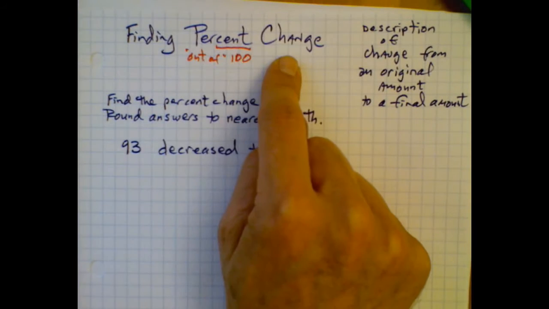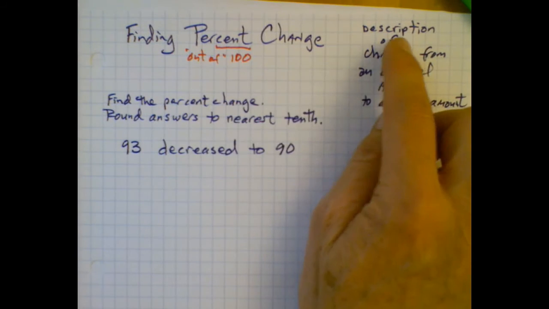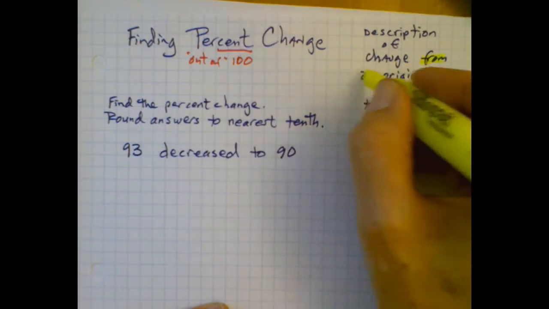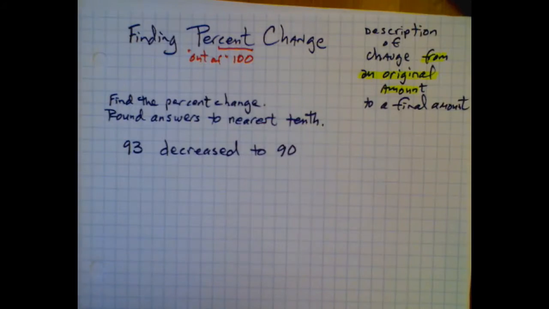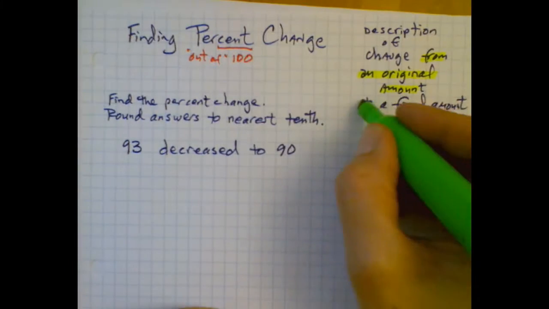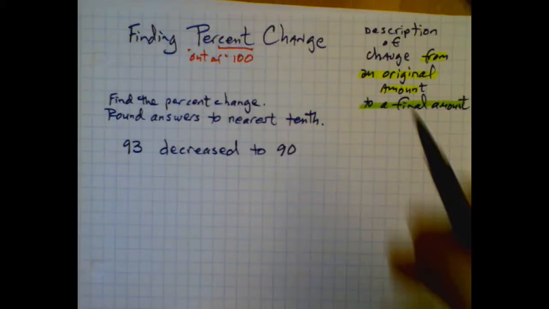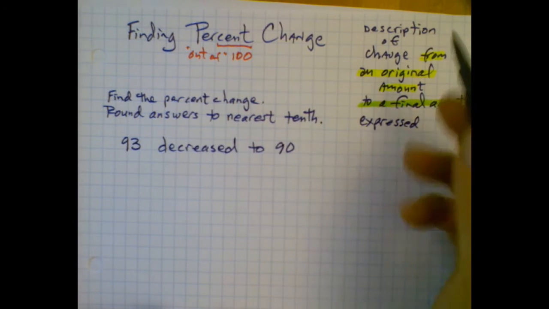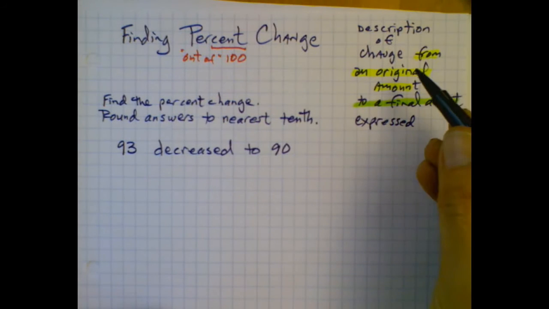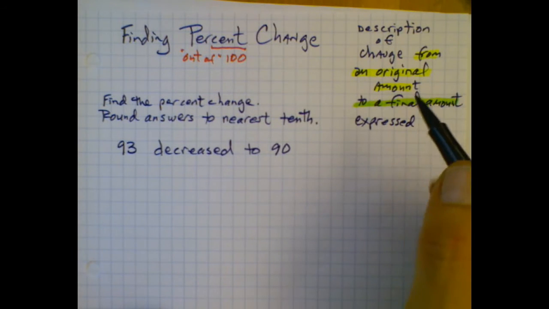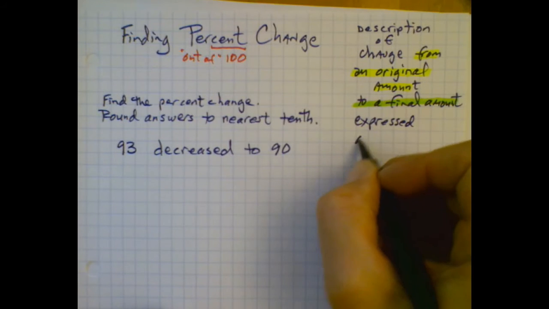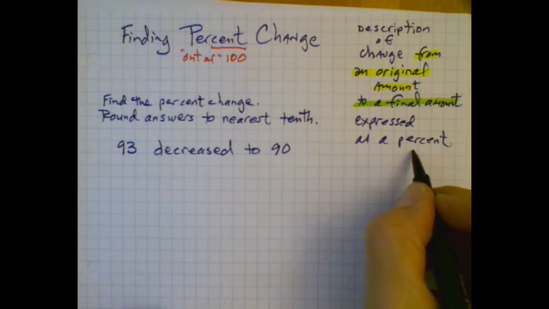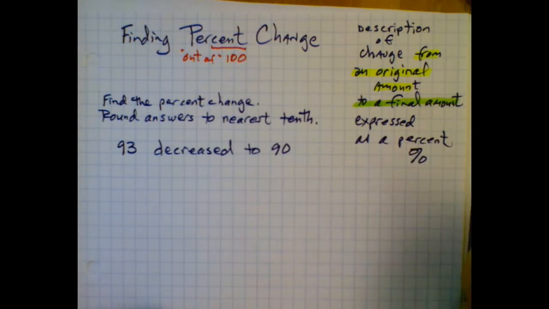Now, percent change is a description of change from an original amount to a final amount, and it's expressed as a percentage. So that's the last part of this description. It's a description of change, and the change compares an original amount to some change, and they're going to write or express that change as a percent. So my final answer is going to need to be in a percent. So it's either a percent increase or a percent decrease.